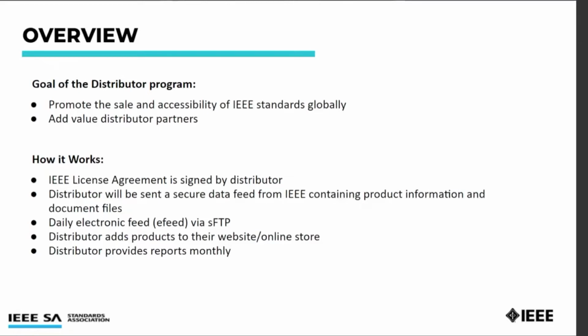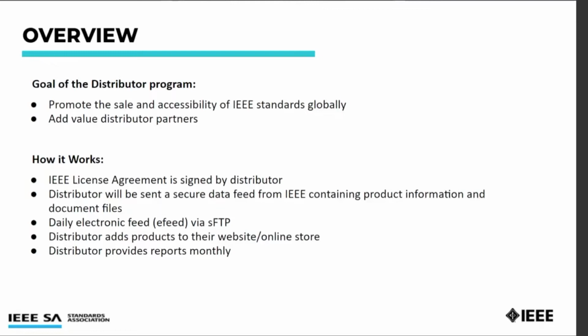This is how the program works. You should have already signed an agreement with the IEEE SA. IEEE SA will send the electronic feed to you containing key information on our products and will also provide the document files. This data feed is sent on a daily basis in a zip file via secure SFTP protocol to a server that you have identified. With this information, you can then add these products to your online store.